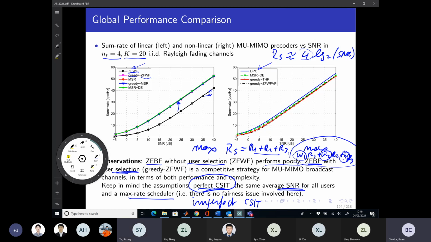But in the academic literature, it's heavily used, right? It's heavily used. Thank you.